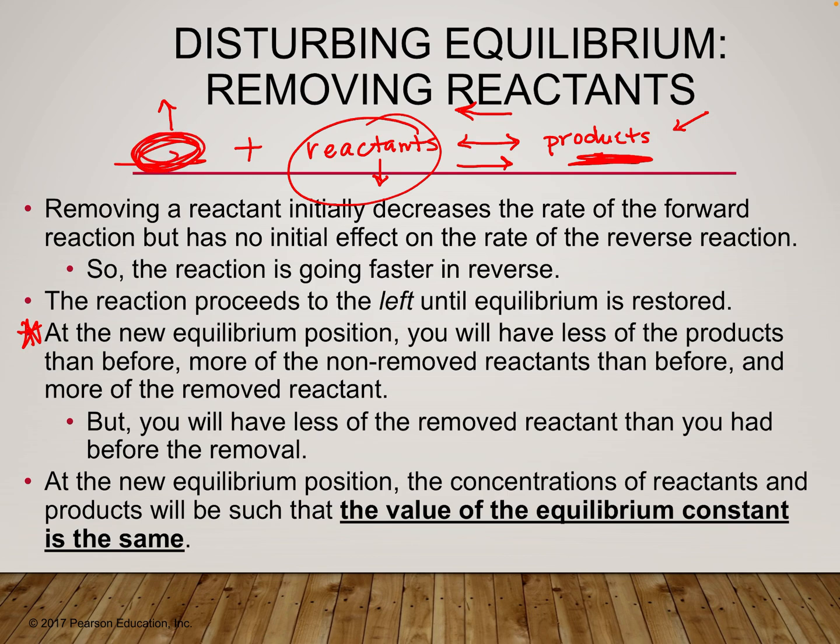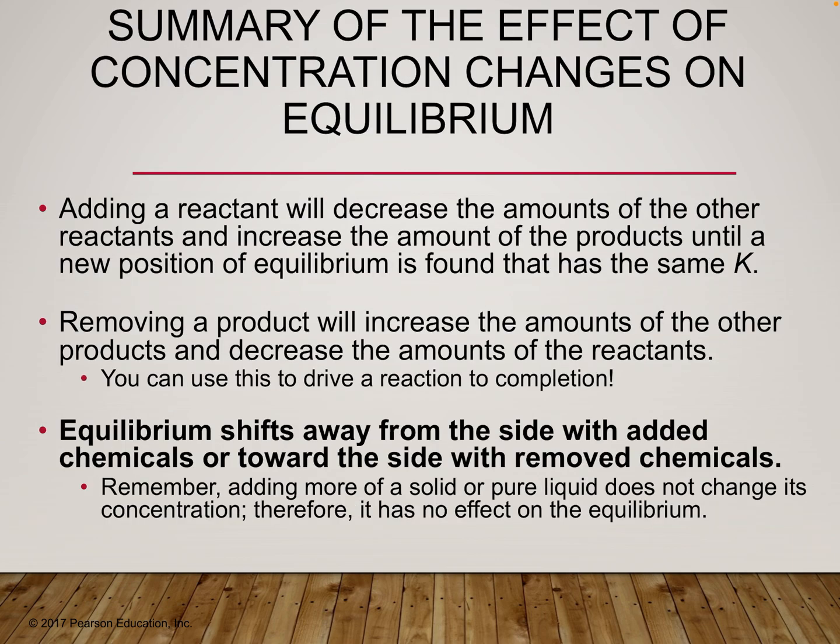We didn't take any of this away, so it just increased. We just made more of it. And then you will have more of the removed reactant than you had right after you removed it, but less than before you removed it. So there you go on that one. Either way though, after we reestablish equilibrium, if I plug the product and reactant concentrations back into that mass action expression, the equilibrium constant will be the same as long as I haven't changed the temperature.